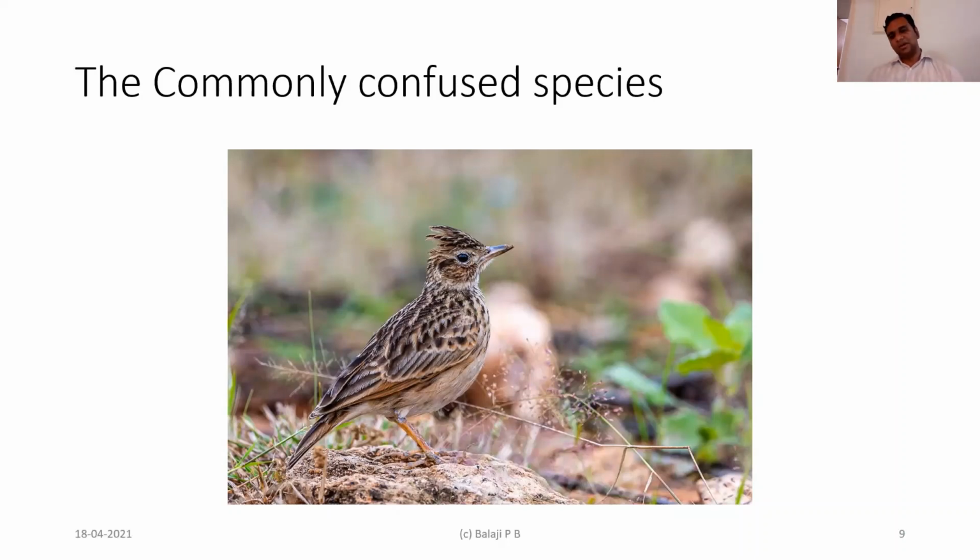So, you will have to look at the other aspects. For example, it's a stout, heavier looking bird. It has a very crouching stance. So these kinds of pointers we need to look at to zero in that it is a lark and it's not a pipit.